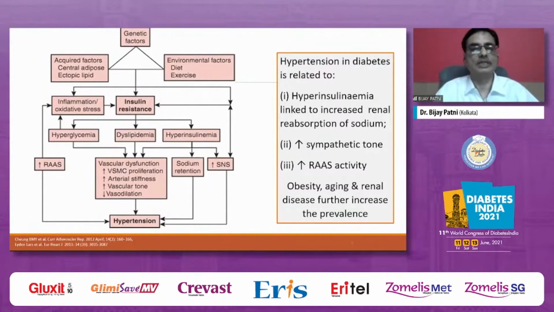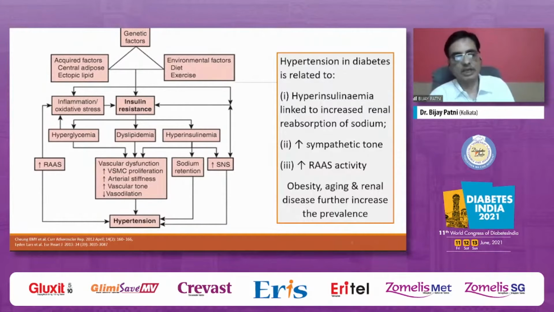Contributors to hypertension are obviously genetic factors, acquired factors like central adiposity, ectopic lipids, and environmental factors. But ultimately, they all lead to insulin resistance. And this insulin resistance is basically the grassroots of three important demons: hyperglycemia, dyslipidemia, and hyperinsulinemia. Hypertension in diabetes is related to hyperinsulinemia because it is linked to increased renal reabsorption of sodium, along with increased sympathetic tone and RAS activity. Add to that obesity, aging, and renal disease, which can further increase the prevalence.